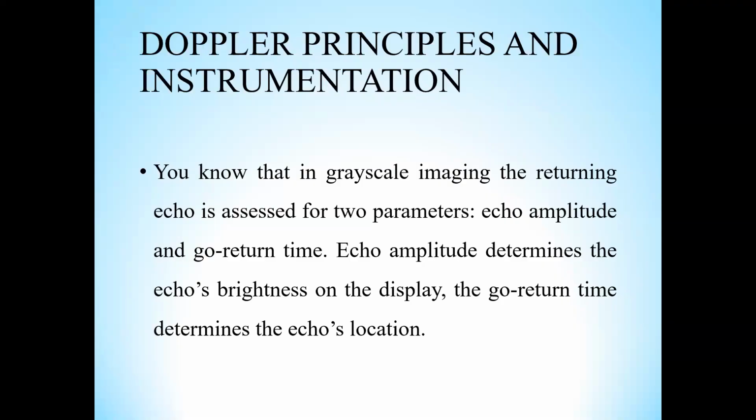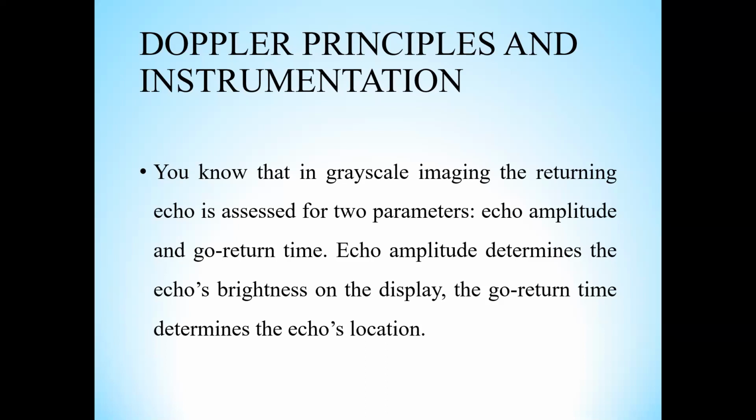You know that in grayscale imaging, the returning echoes have two types of information, and these are echo amplitude and go-return time. According to these two pieces of information, go-return time and amplitude, the tissues are given two characteristics, meaning its distance from the transducer and its brightness.